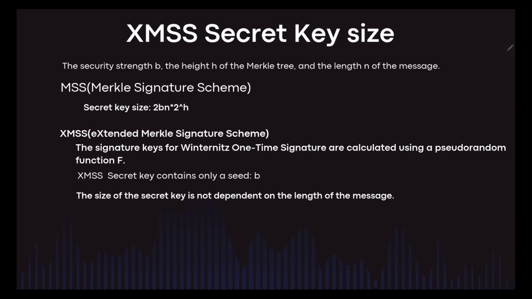Also the XMSS secret key size. The MSS, that is the Merkle signature scheme, takes the secret key size or private key size as the order of 2 raised to n, but the XMSS size will not be so large, because the signature key of WOTS is calculated by the pseudo-random function f. The size of the secret key is not dependent on the length of the message.